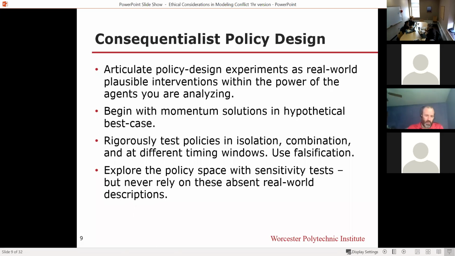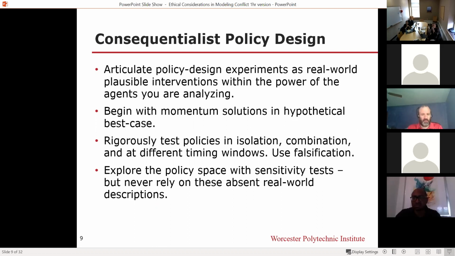And obviously, we kind of get this, but policies should be tested in isolation, in combination, and at different timing windows. Use falsification. Have a falsified policy to ensure that you're not including some confounding variable in your policy solution. Make sure you've isolated what's correct as best you can. And then use sensitivity tests to explore the policy space. But never rely on these absent real-world descriptions. I see a lot of use of sensitivity that says, oh, if this parameter goes up by 0.5 and this one moves by 0.2, but it's never articulated what that means from an actual implementation.